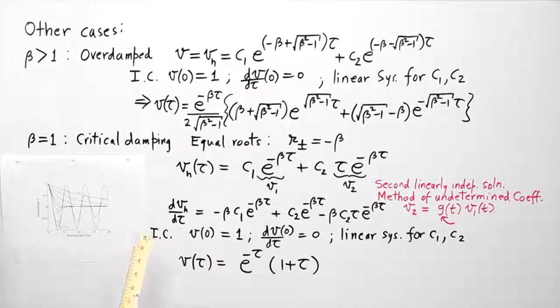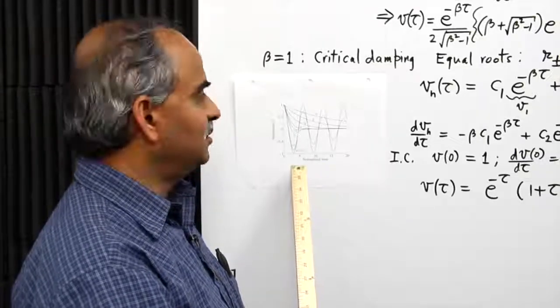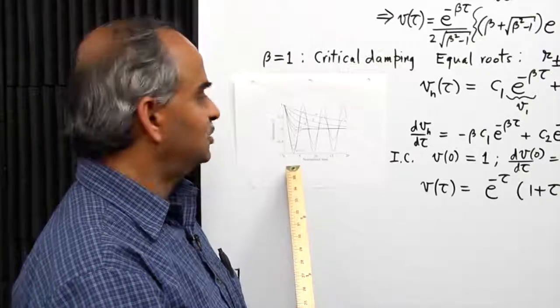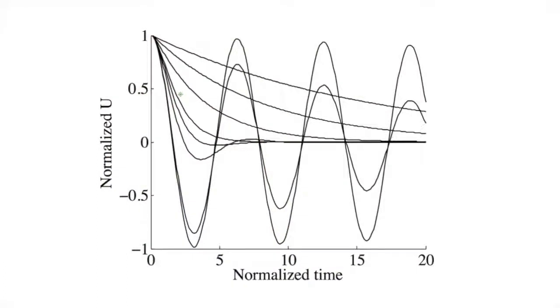So let's now turn to look at the solutions in some detail, and for that we have made a plot here. Let's zoom in on this plot. So we are plotting the solution here, the normalized solution, normalized by the initial displacement, against normalized time. And so the first case we are illustrating is when the value of damping is very small, and the value we have selected is gamma equals 0.01.